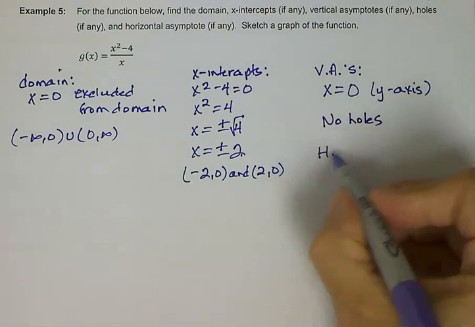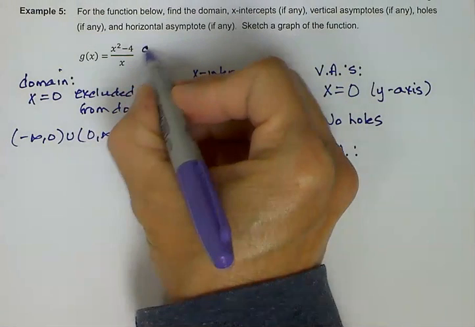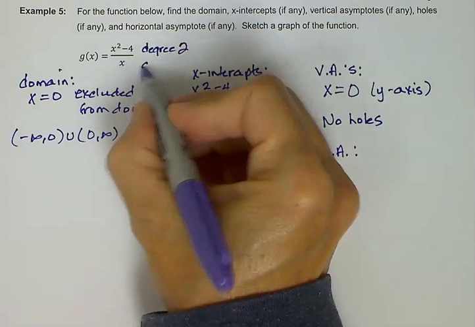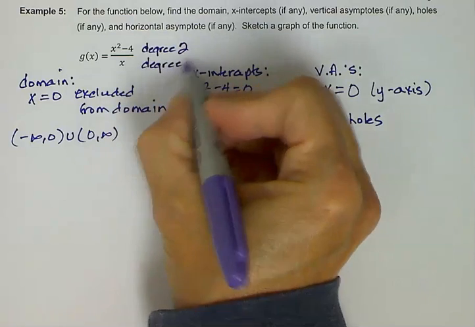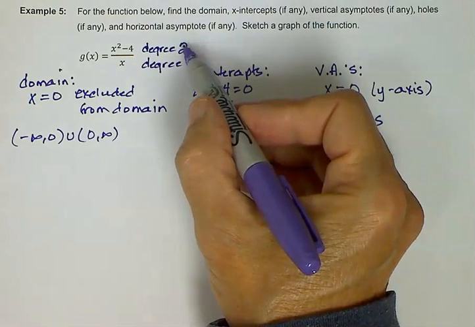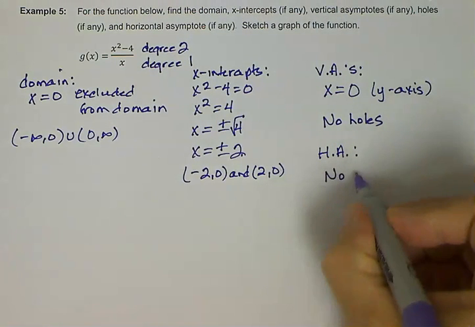And last of all, for my horizontal asymptote, the degree of the numerator, which is 2, the degree of the denominator, which is 1, and for this one, because the degree of the numerator is greater than the degree of the denominator, that means there's no horizontal asymptote.